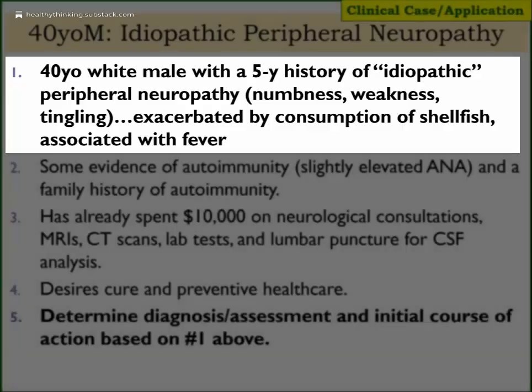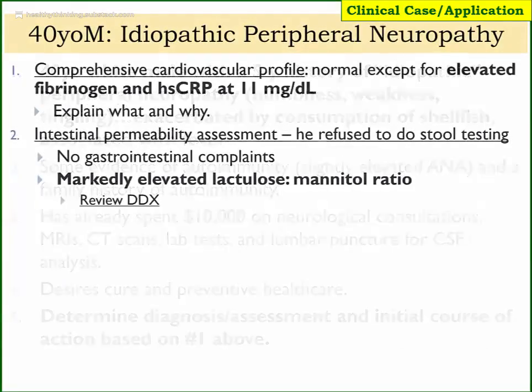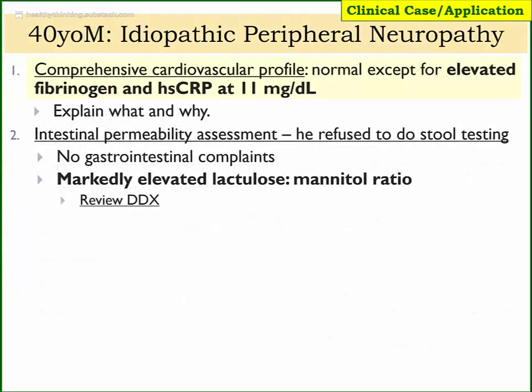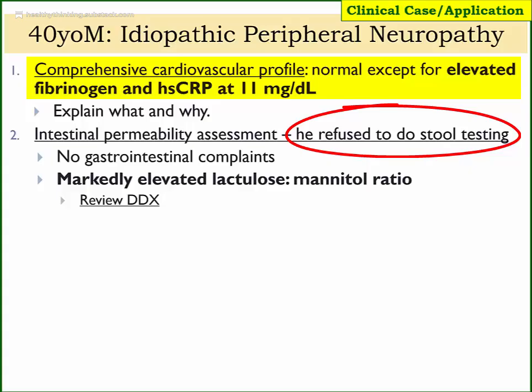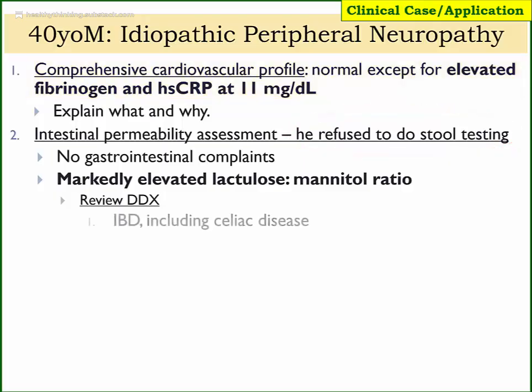Now let's take a look at some of the lab tests and evaluations. We performed a comprehensive cardiovascular profile and found that he had slightly elevated fibrinogen and high sensitivity C-reactive protein. That's exactly what we would expect for a condition of sustained low-grade inflammation. I asked this patient to do a stool test because I was already convinced that he quite likely had gastrointestinal dysbiosis. He refused to do stool testing, but he was willing to do a lactulose mannitol assay, which we performed. Anytime we think about leaky gut, we want to think about the causes, the most common causes of leaky gut.